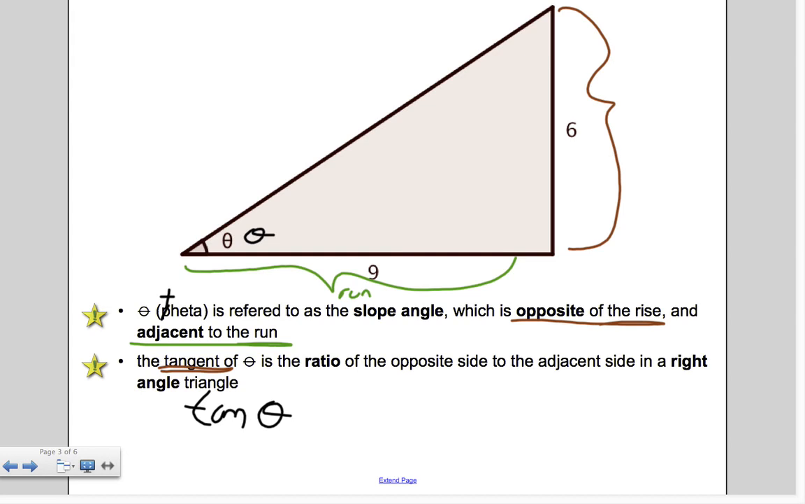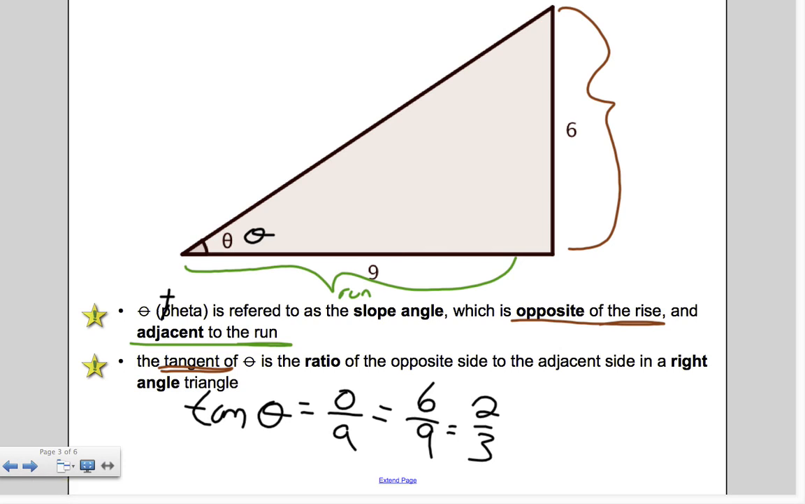Tan of theta is opposite over adjacent. So we abbreviate that O over A. In this case, we have 6 over 9, which is 2/3. So tan of theta is 2/3. Okay?